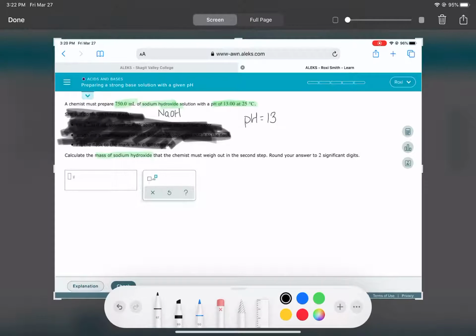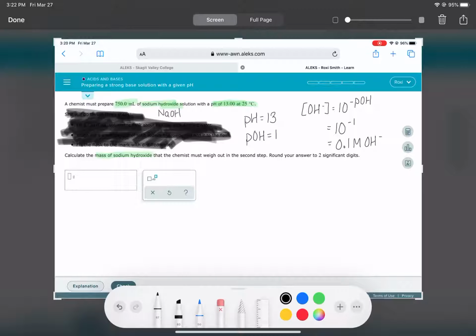So if we need a solution that has a pH of 13, that means we need a solution that has a pOH of 1. pH plus pOH equals 14. We can use the equation OH minus is equal to 10 to the negative pOH. For this problem, it's 10 to the negative 1, which is 0.1 molar OH minus. That's the solution that we need.